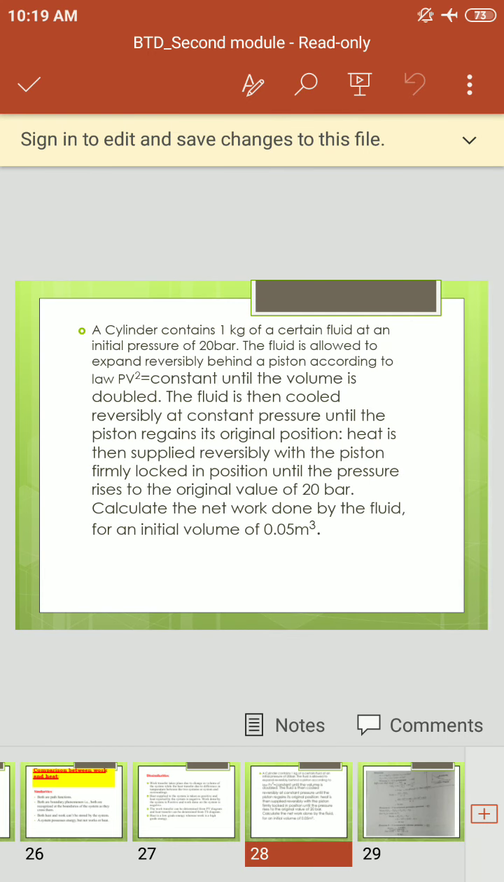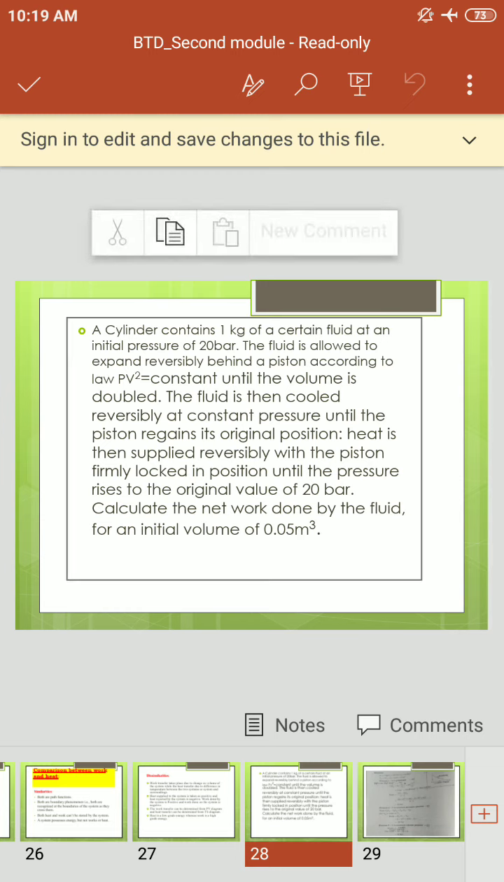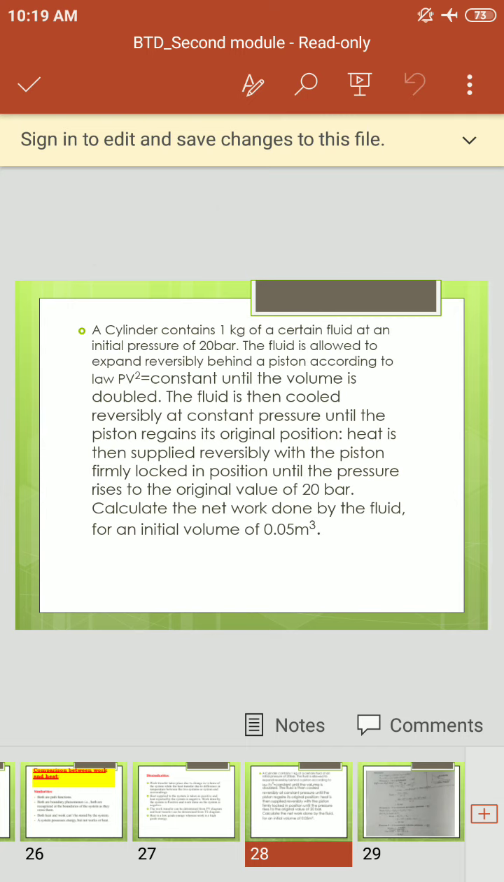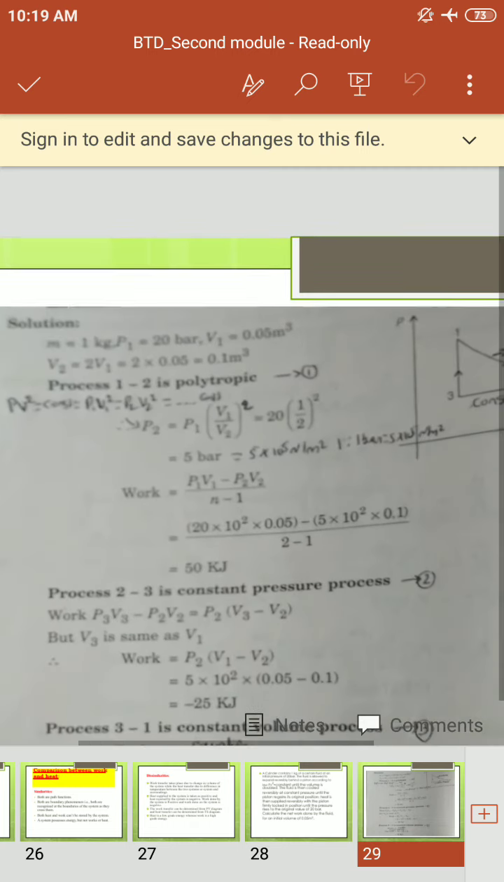The fluid is allowed to expand reversibly behind a piston according to a law PV raised to 2 equal to constant. You have to identify which process PV raised to 2 is. PV raised to N equal to constant is the polytropic process. For the polytropic process, PV raised to N equal to constant, here PV raised to 2 equal to constant, so instead of N there is 2. Therefore, N equals 2. This is for the polytropic process.